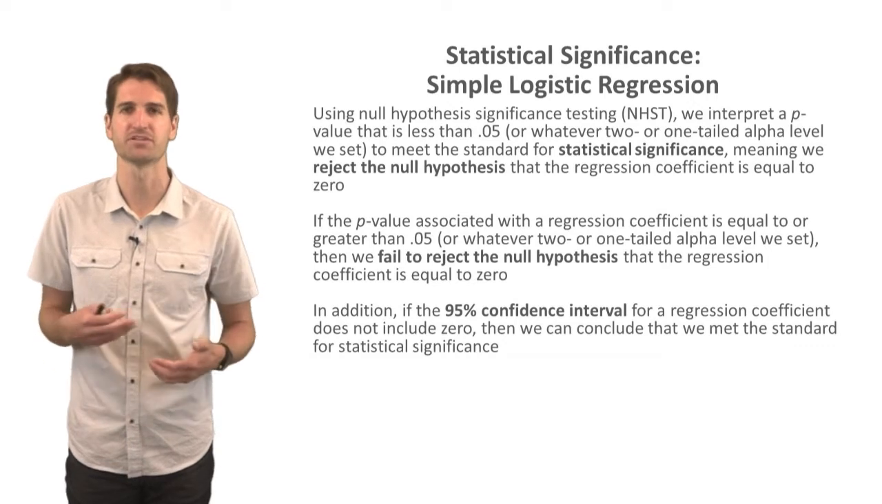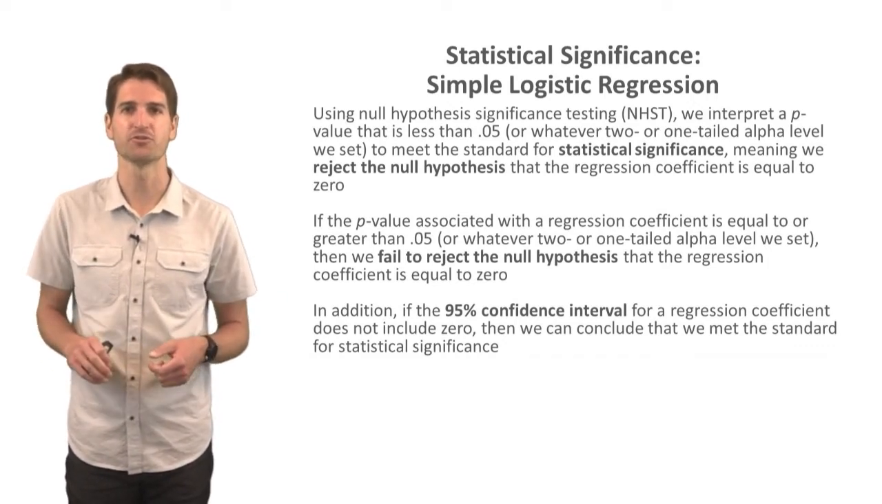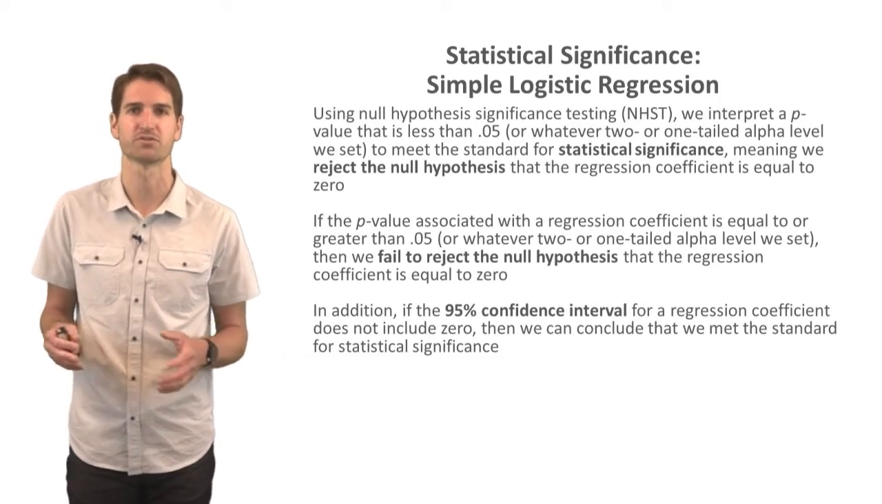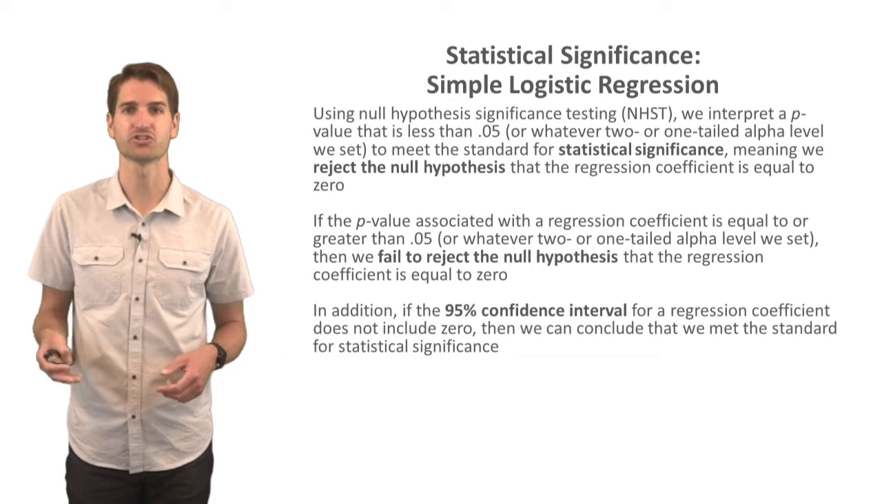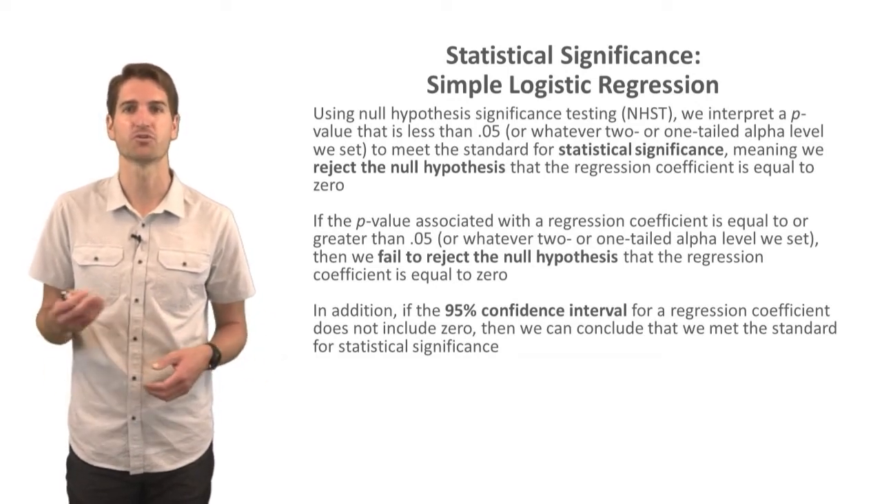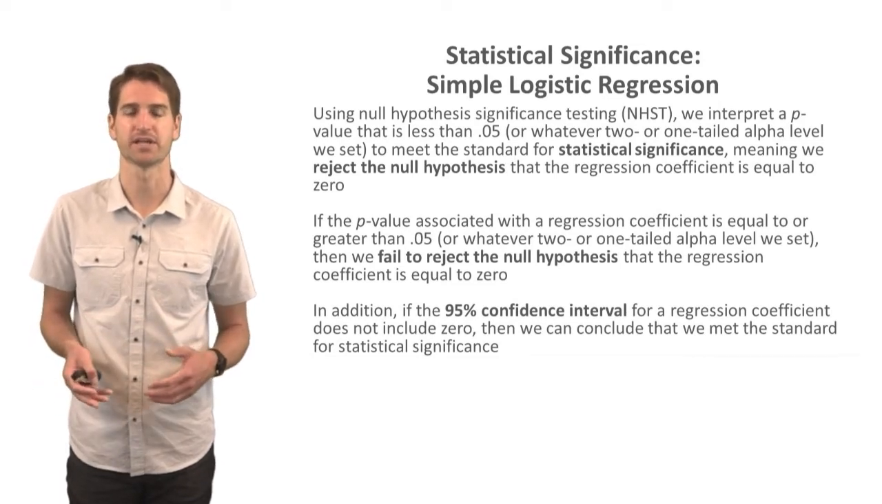This can be a very similar interpretation to that of simple linear regression. Now, if the p-value associated with the regression coefficient is equal to or greater than the alpha level of 0.05, then we would fail to reject the null hypothesis that the regression coefficient is equal to 0. In other words, we conclude that that regression coefficient is not statistically significant.